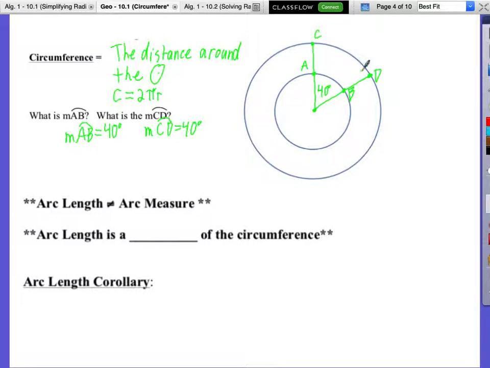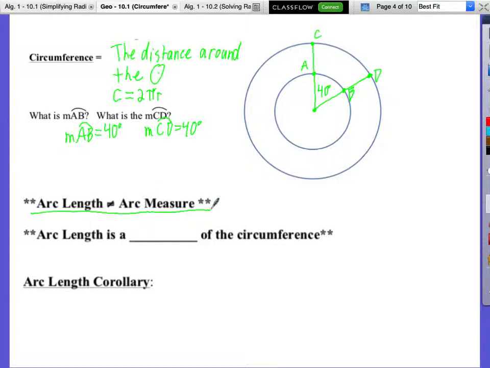So, even though, are these the same lengths from A to B and C to D? Is that the same length? No, because one's bigger than the other. It's not the same length, but it's the same measure in degrees. That's because arc length is not equal to arc measure. The length of an arc is not equal to the measure of it. Now you might be saying, but you measure length. Yes, but we measure arc.